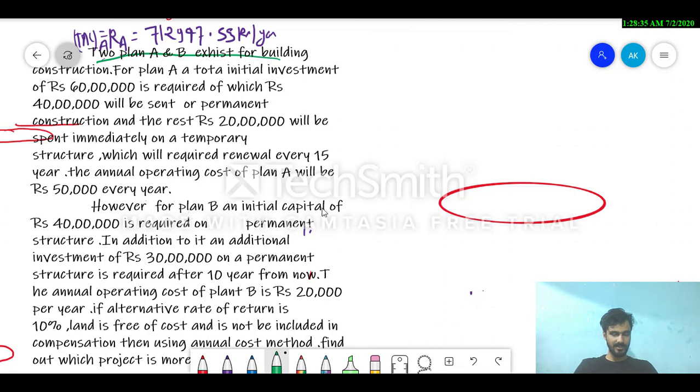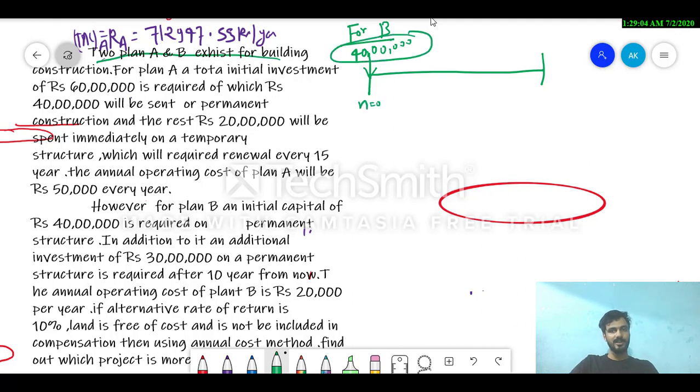For plant B, an initial capital of 40 lakhs is required on the permanent structure, and an additional 30 lakhs is required for the permanent structure after 10 years. Just try to understand what is happening here. If you draw the cash flow diagram for project B, you are going to invest 40 lakhs rupees on the permanent structure at n equals 0, and 30 lakhs rupees after n equals 10 years. Both amounts you are going to invest on the basis of permanent structure.